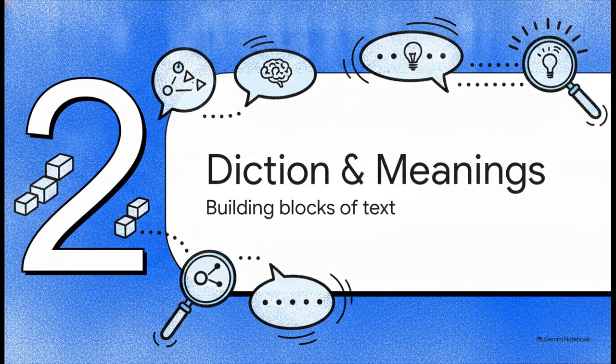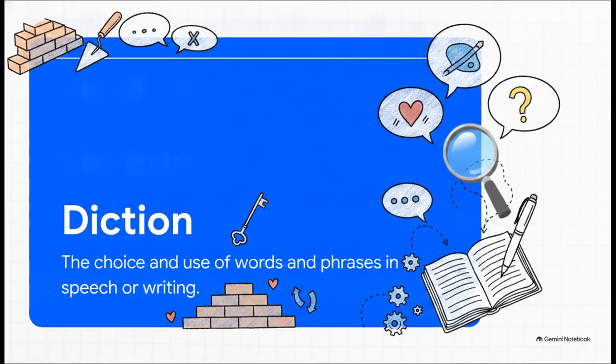Section 2. Diction and technical meanings. Let's start with the micro part of our language architecture, individual words. Diction is quite simply the choice and use of words and phrases in speech or writing. Think of a writer like a master builder, right? Every single word is a deliberate brick they have chosen. A great writer doesn't just accidentally use a word, they select it to convey a very specific feeling or meaning directly to you, the reader.